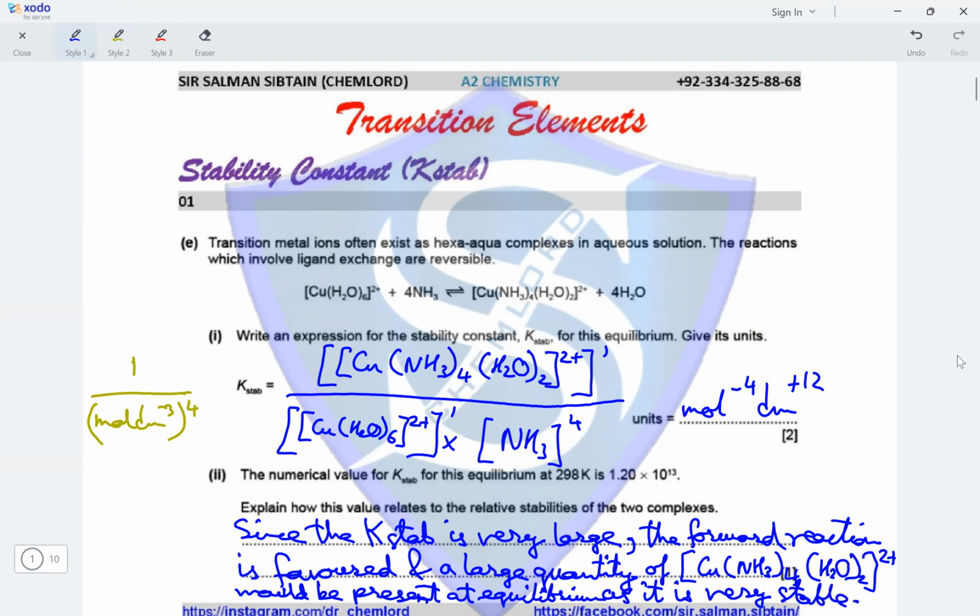Now, this stability is in comparison to the complex present in the reactant, which is copper surrounded by 6 water. So, since a high stability constant value is present for the copper ion with 4 ammonia and 2 water molecules as ligand, it would be present in a larger quantity. That means the equilibrium will be favored in the forward direction.